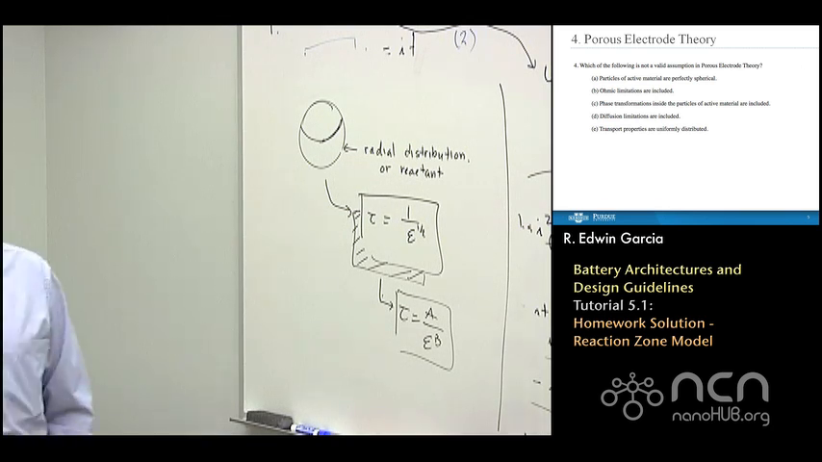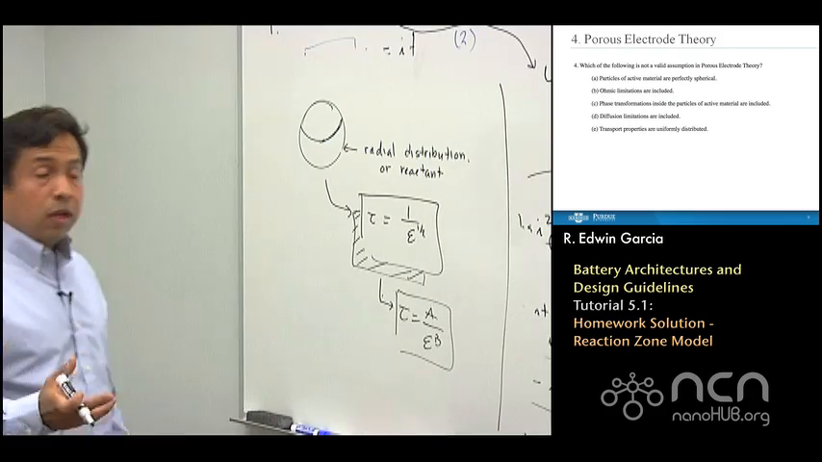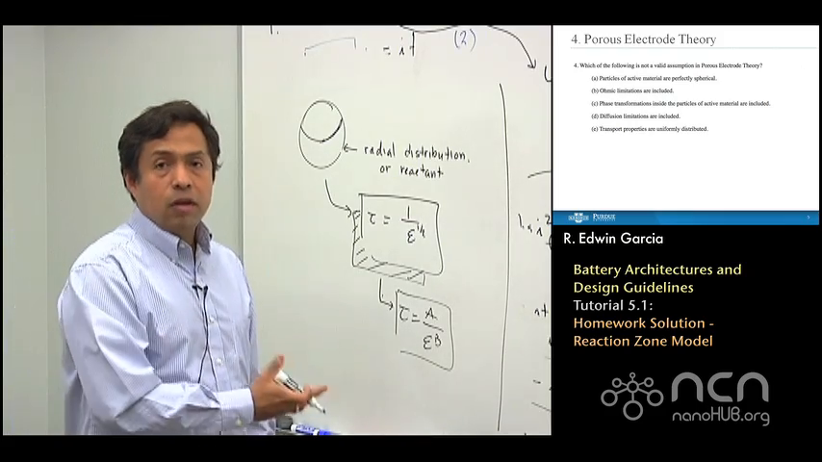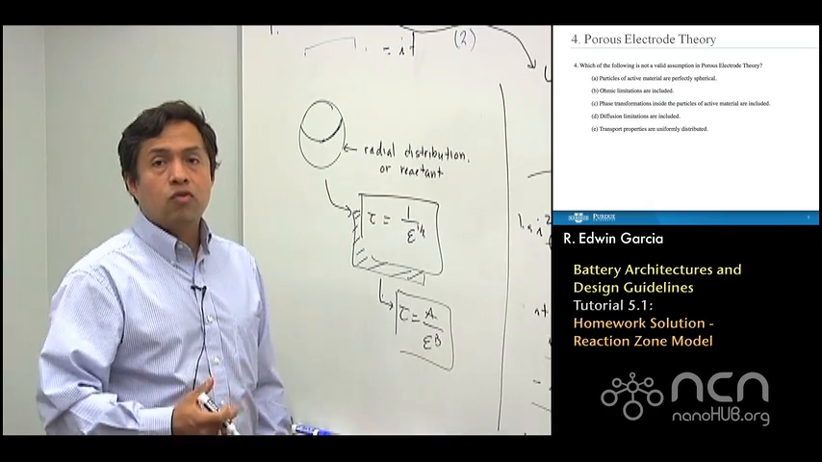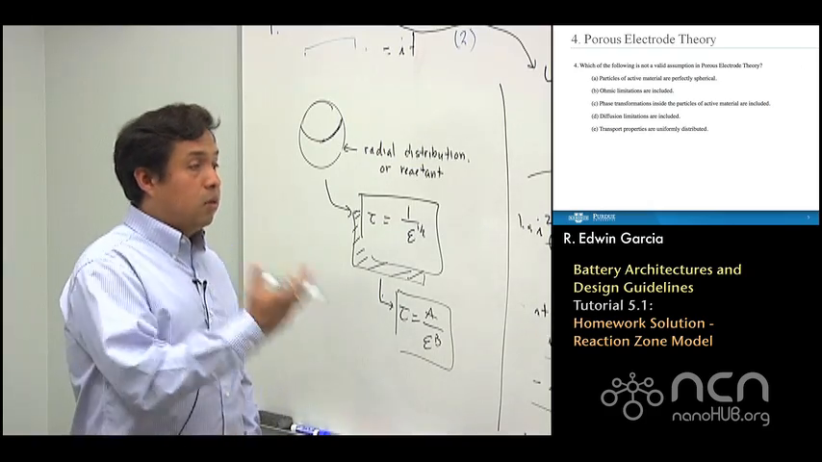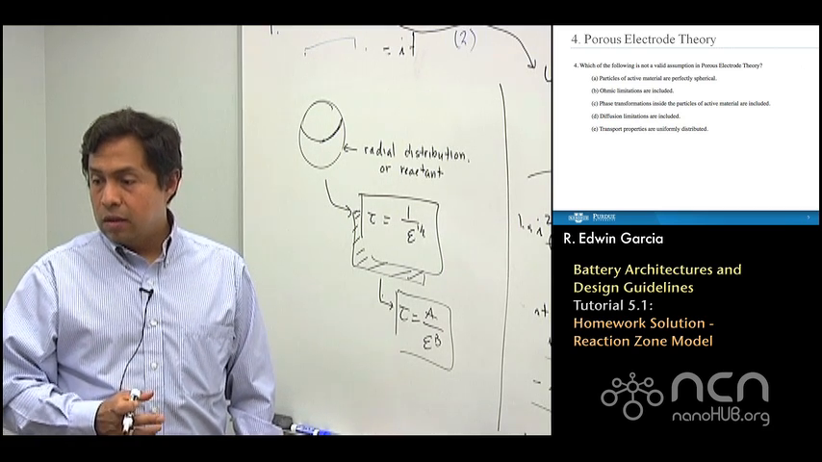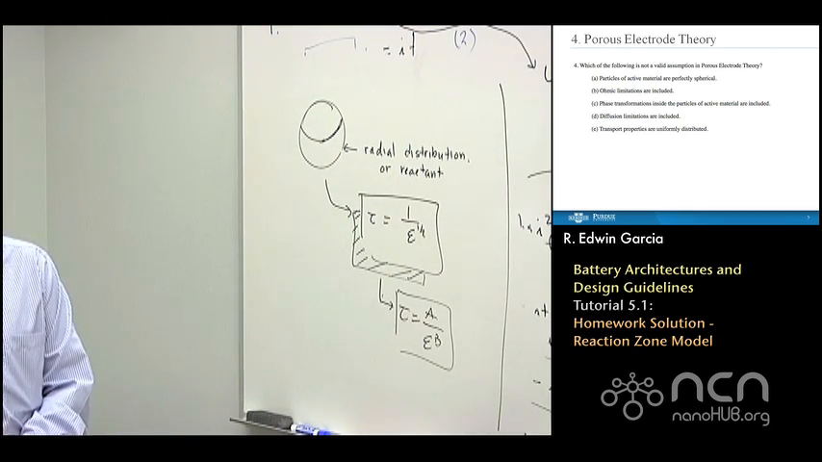Ohmic limitations are included. Historically, actually, the reaction zone model was developed after the classic porous electrode theory was derived. So both models include the ohmic losses. So that is obviously not the answer either.